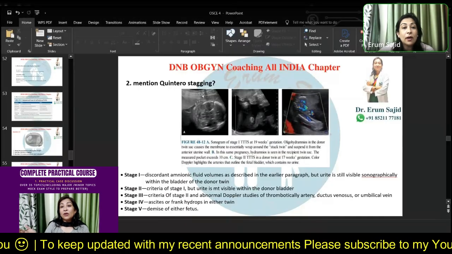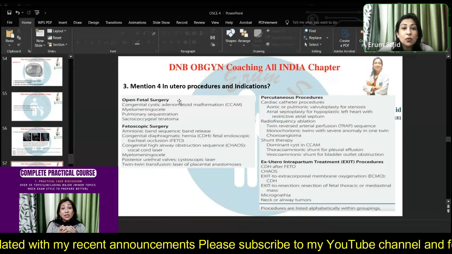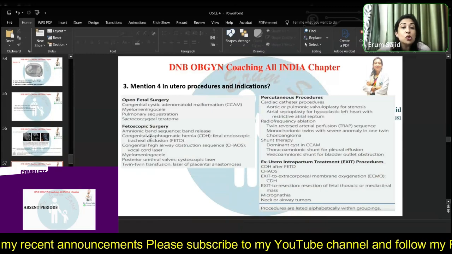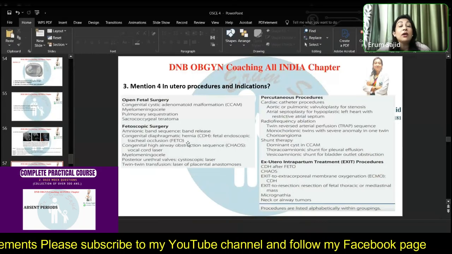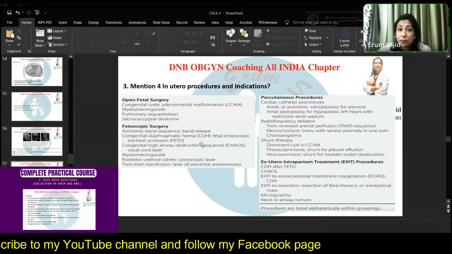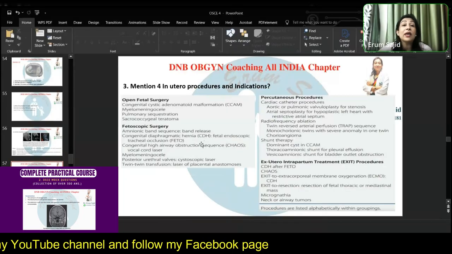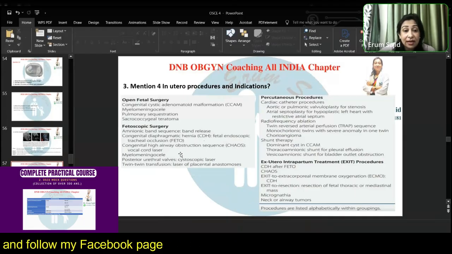Now coming down to mention any 4 in utero procedures and their indications. So you have many, like fetoscopic surgery is not only done for TTTS. Fetoscopic surgery is done for congenital diaphragmatic hernia. We do a procedure called FETO. Many times I've repeated it when I was doing the last minute revision with answer bank, right? Then CHAOS, that is congenital high airway obstruction also, that you can mention any 2.